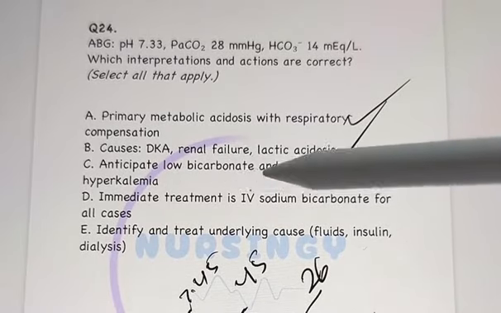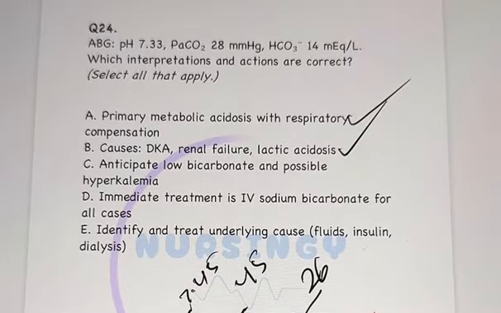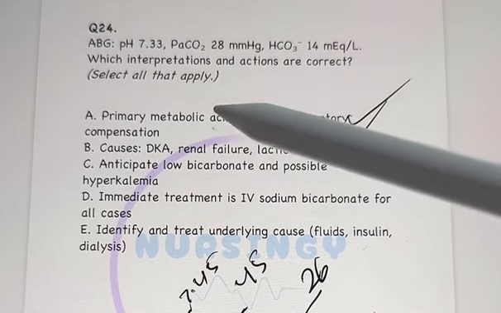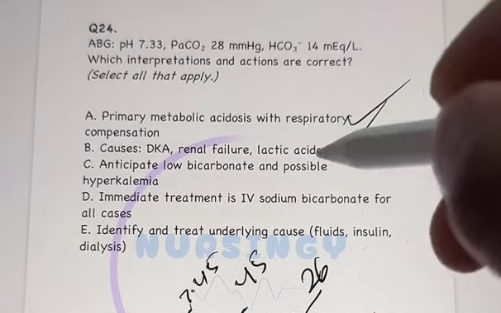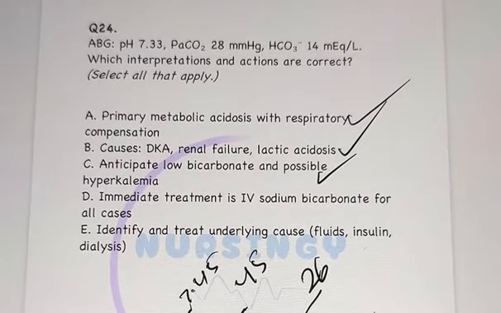Anticipate low bicarbonate and possible hyperkalemia. What about C, guys? C, yes. Low bicarbonate is the metabolic component, that's why you can see it there. And possible hyperkalemia can happen, as we learned, because acidosis always causes a shift of potassium out of the cell. If it is alkalosis, it will go the other way around, hypokalemia. pH down, potassium goes up.